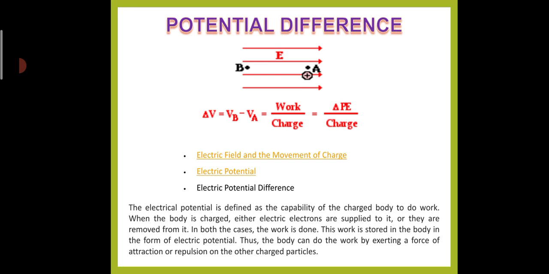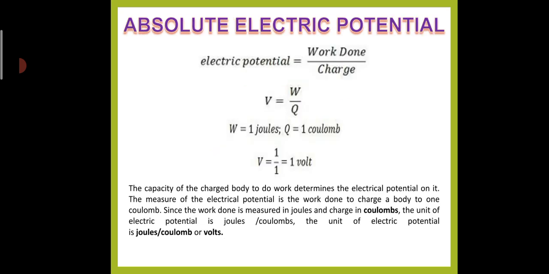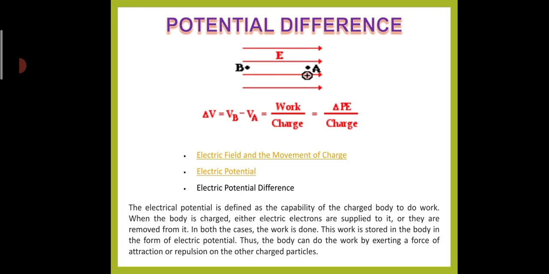Now, electrical potential difference. With some simplification, here is just a charge B and a charge A. Okay, so del V equals VB minus VA, so work divided by charge, and del P divided by charge. The electric field and movement of charges, electric potential difference. Now, what is the importance of electric potential difference?